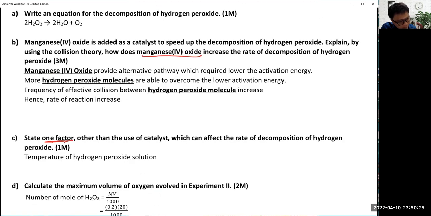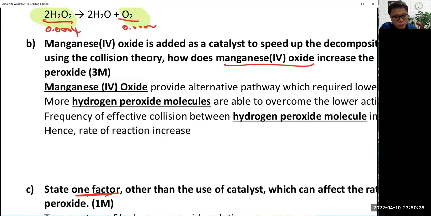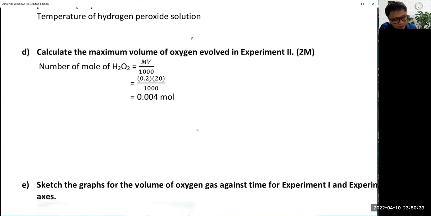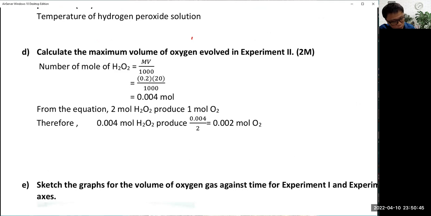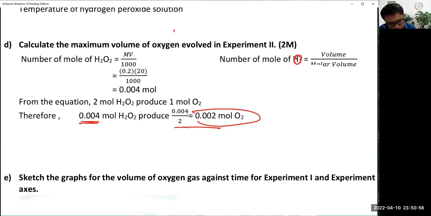Then in this case, look at the ratio. The ratio is 2 to 1. So if I have 0.004, I will have half. But you must write it in sentences, the ratio method. So 2 mole H2O2 will produce 1 mole oxygen. So 0.004 will produce 0.004 divided by 2, 0.002. Once you have 0.002 mole of oxygen, you convert it into volume. The molar volume is 24, then you're able to get 0.048 dm³.